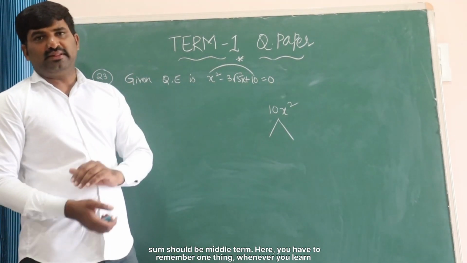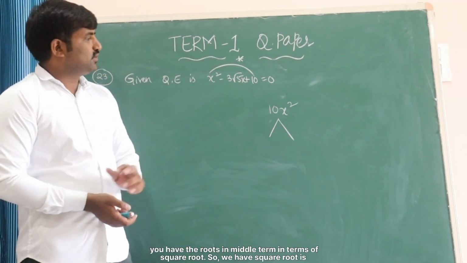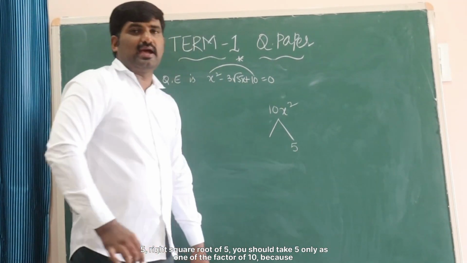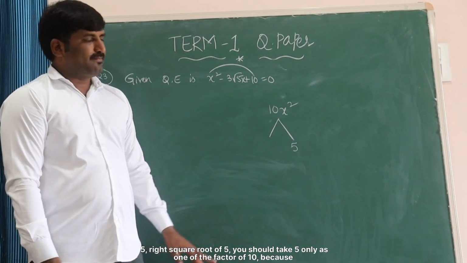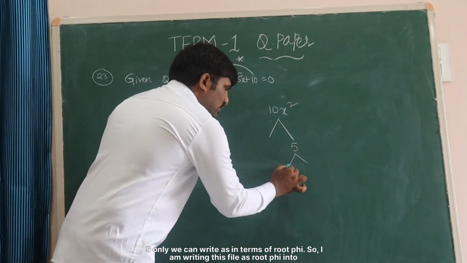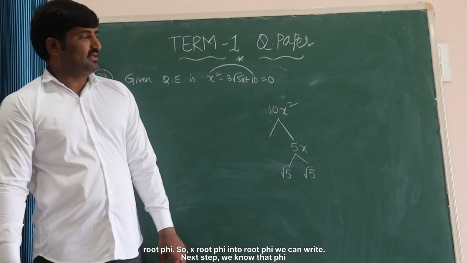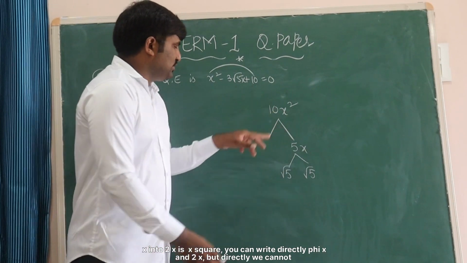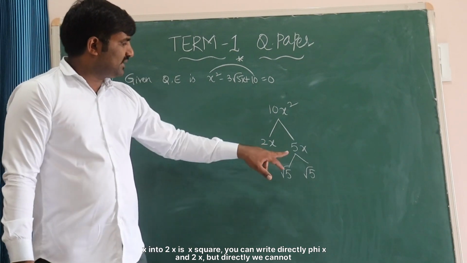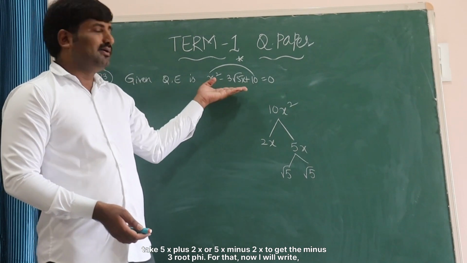Here you have to remember one thing. Whenever you have the middle term in terms of square root, so we have square root of 5, right? You should take 5 only as one of the factors of 10, because 5 only we can write in terms of root 5. So I am writing this 5 as root 5 into root 5. So 5x, root 5 into root 5 we can write. Next, we know that 5x into 2x is 10x square. You can take 5x and 2x directly, but we can't take 5x plus 2x or 5x minus 2x to get the minus 3 root 5.